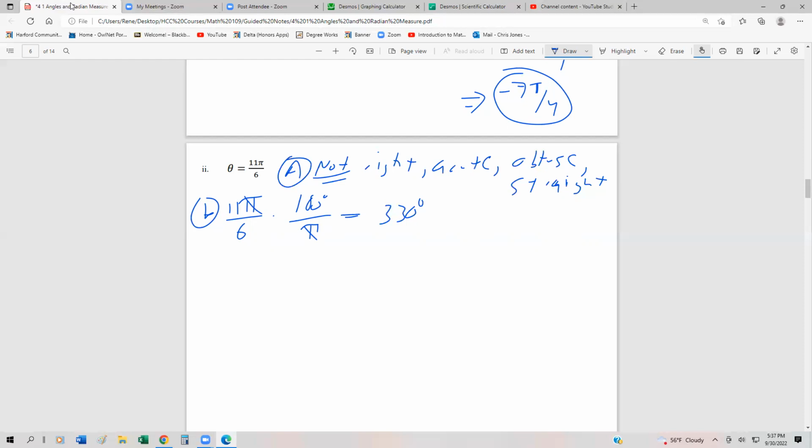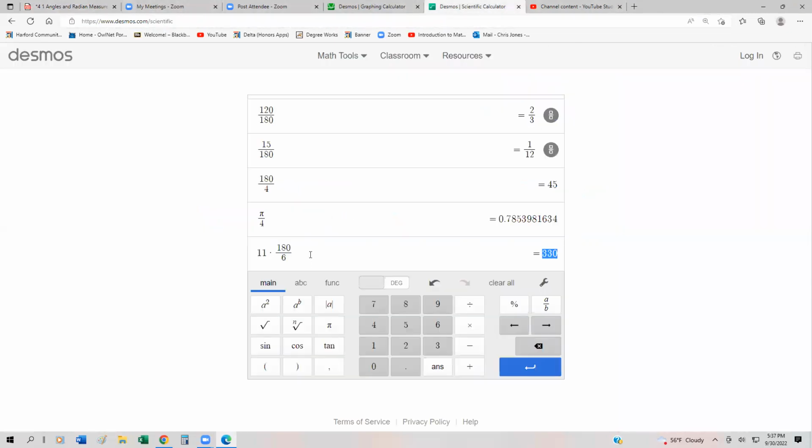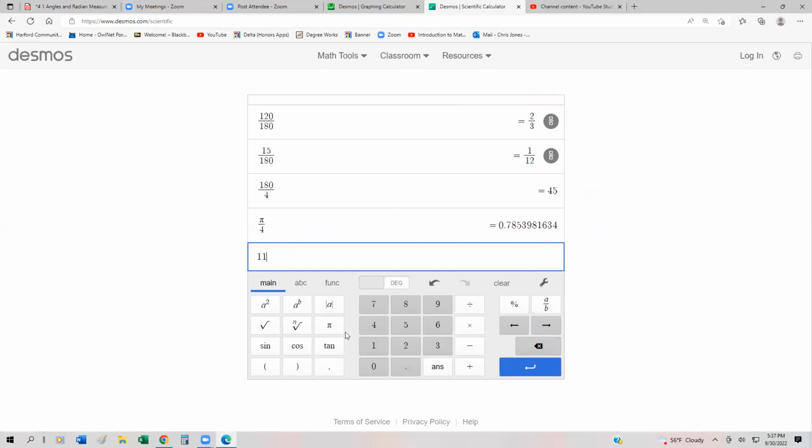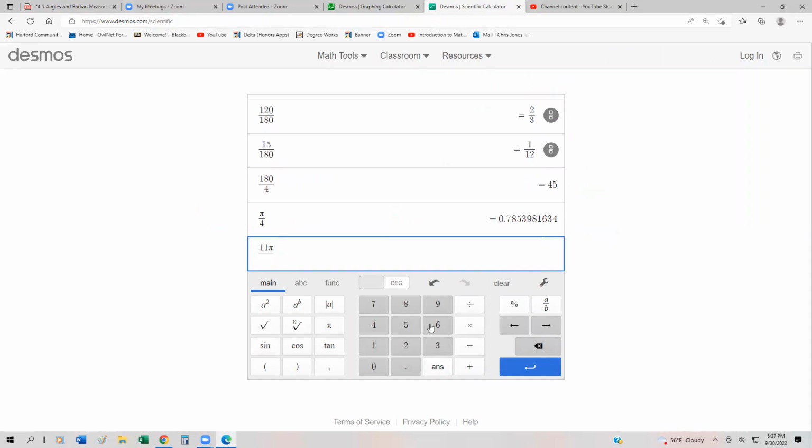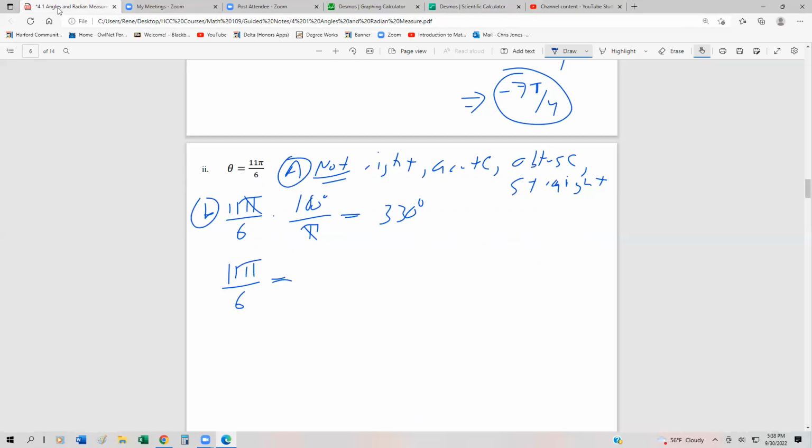Another thing that it asks us to do is to give the approximation. So 11 pi over 6, and we're just going to go ahead and approximate that. Give the approximate radian value to 2 decimal places. And so in our calculator, we can just type 11 pi over 6. That gives us 5.76 radians. That's an approximation. That's our conversion.